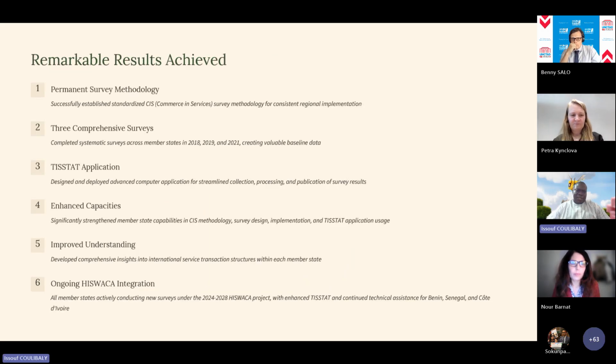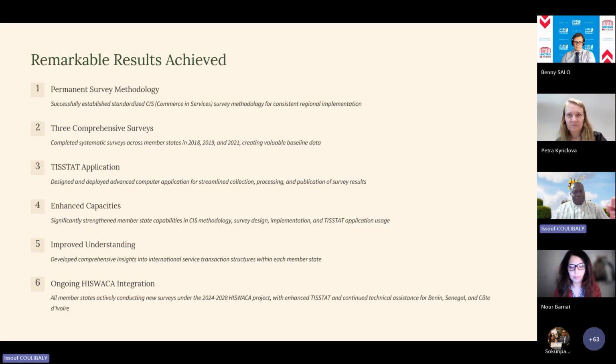In this project, we have to notice a remarkable result achieved. One, permanent service methodology. Today is successfully established, standardized trade in service survey methodology for consistent regional implementation.